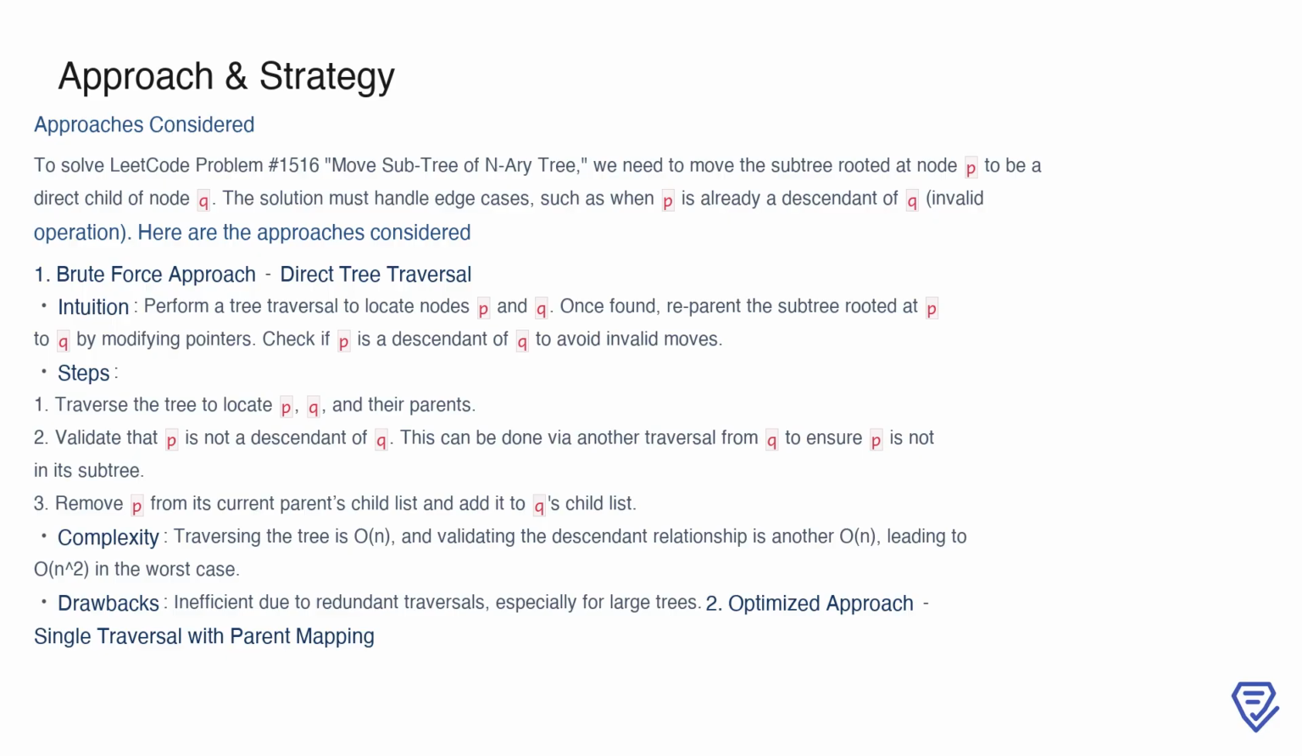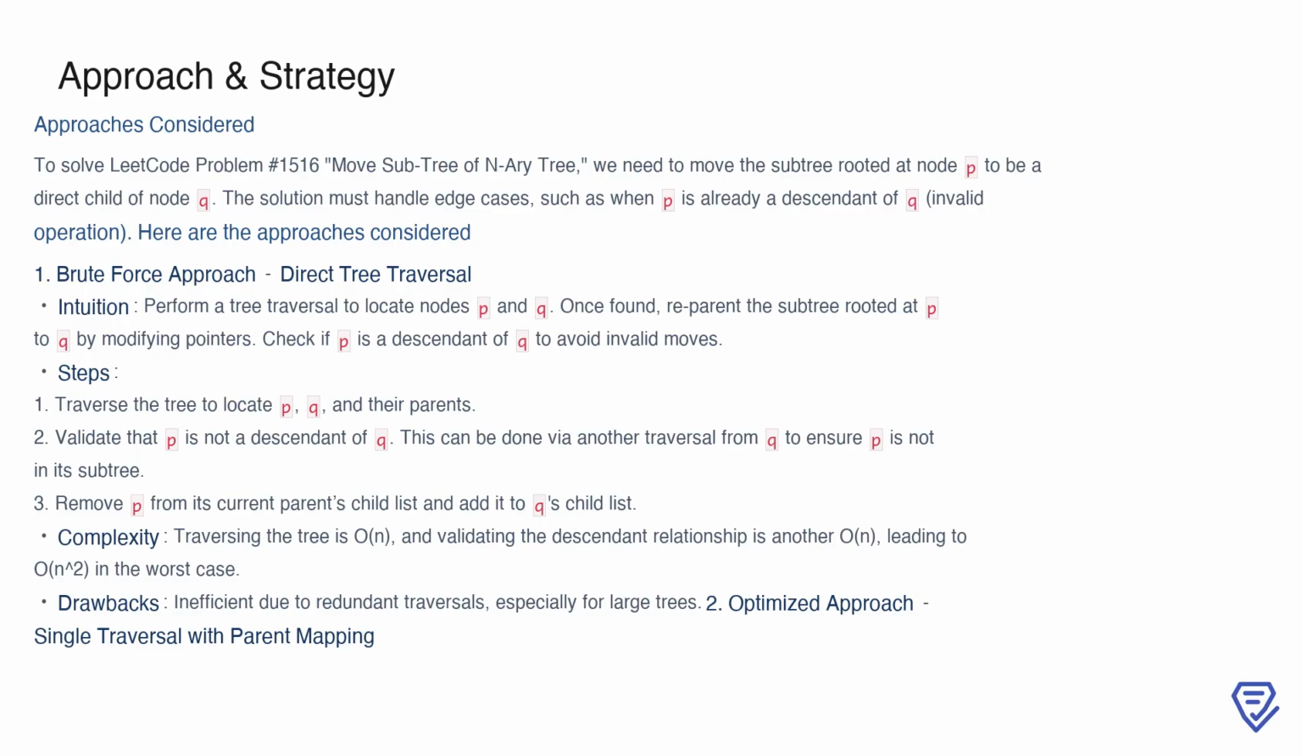One approach we can consider is a brute force method that involves directly traversing the tree. In this approach, we would locate nodes p and q, validate that p is not a descendant of q, and then modify the tree structure by removing p from its current parent and attaching it to q. While this method is conceptually straightforward, it involves multiple tree traversals, first to locate the nodes, then to validate the constraints, and finally to perform the updates.